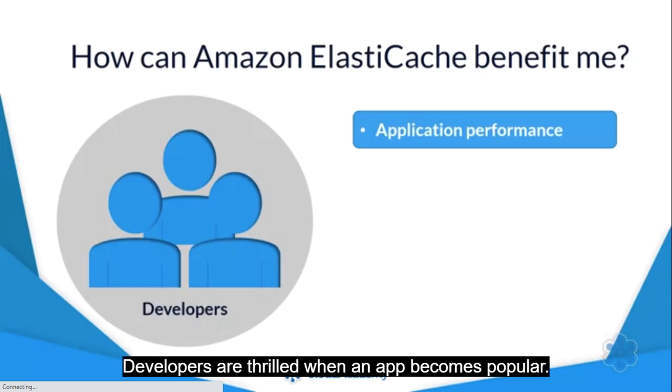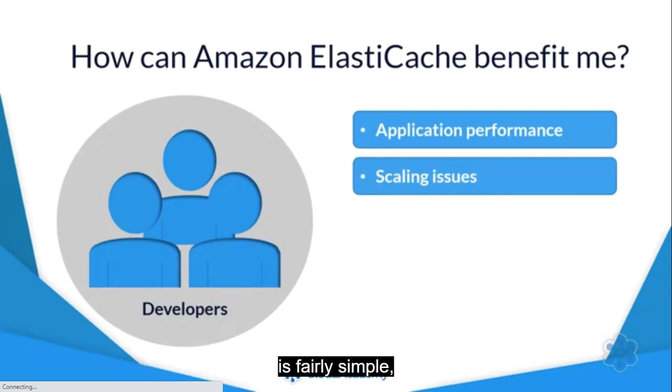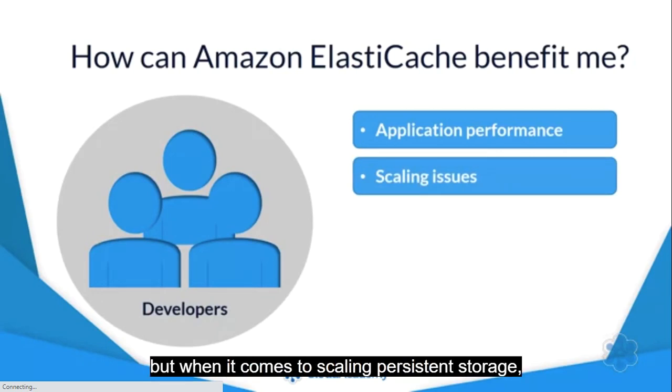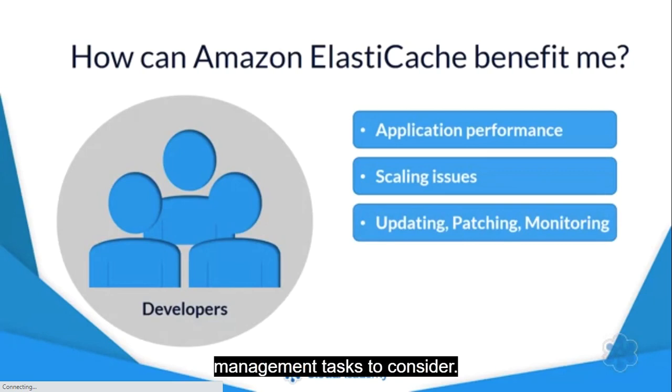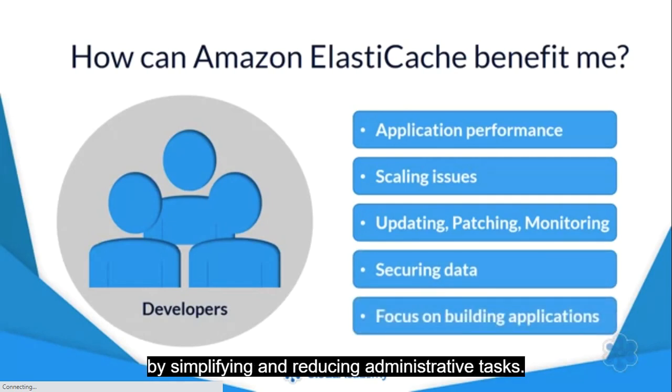competitor. Developers are thrilled when an app becomes popular, but then there is the challenge of scaling. Adding front-end support like more web servers is fairly simple, but when it comes to scaling persistent storage, it starts getting complicated and messy. Then there are a number of management tasks to consider. Updating, patching, monitoring, and securing data takes time. Using ElastiCache allows the developer to focus on building and improving apps by simplifying and reducing administrative tasks.